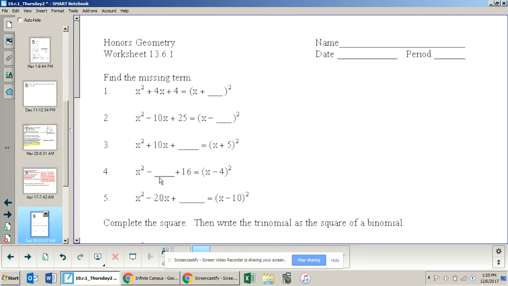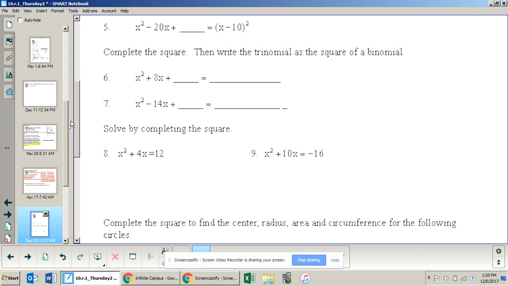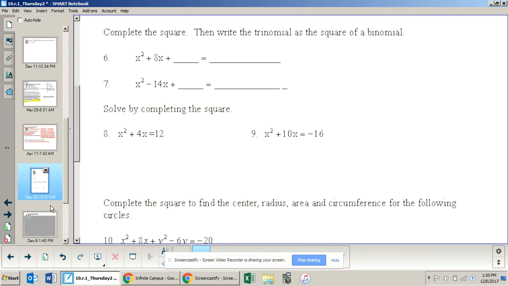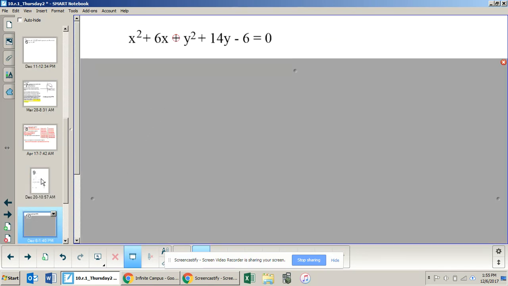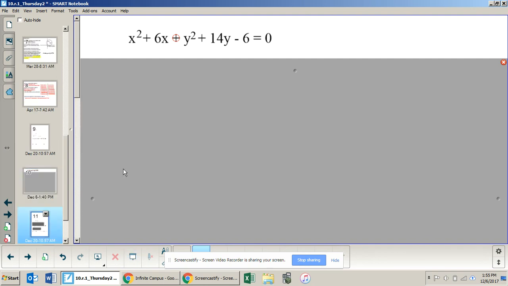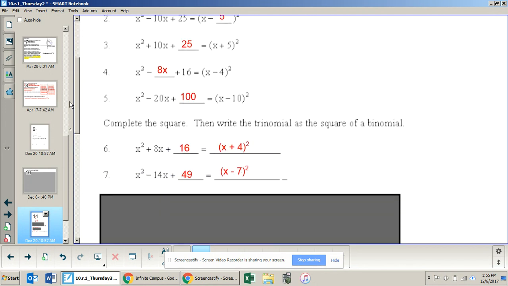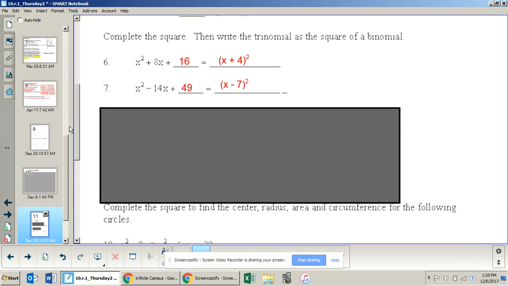In your workbook, you'll have some examples like this. See if you can fill in these blanks. Now try problems 6 and 7. Let's take a look at our answers. Here are the answers for the first 5. And here are the answers for problems 6 and 7.